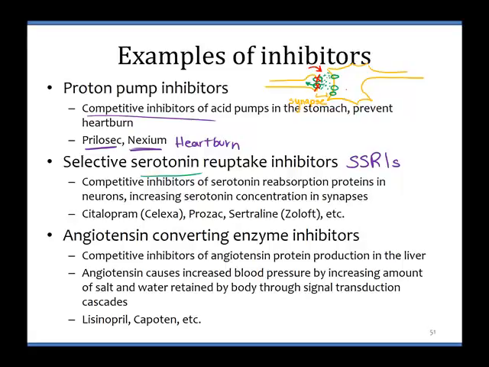And this cell that's receiving the serotonin thinks he's getting more serotonin than he actually is. So because he thinks he's getting more serotonin than he actually is, right, this actually may treat the symptoms of depression, which is a lack of serotonin. So drugs like citalopram, also known as Celexa, Prozac, sertraline, also known as Zoloft, all work this way. They block the serotonin reuptake pumps.